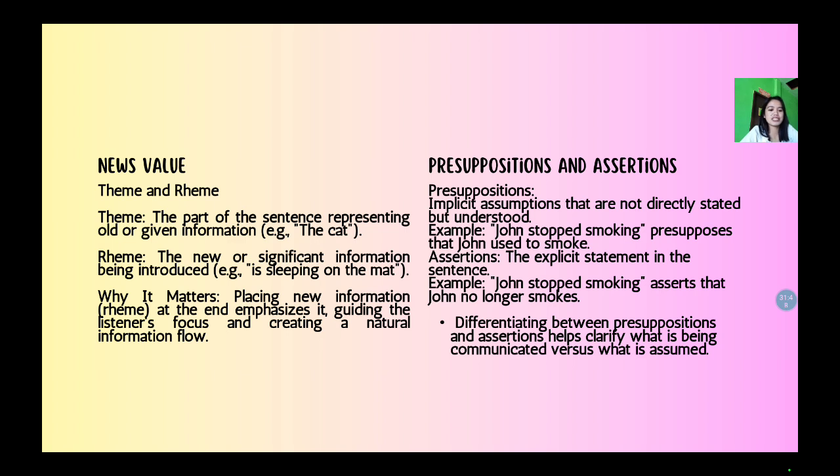Assertion, the explicit statement in the sentence. Example, John stopped smoking asserts that John no longer smokes. So differentiating between presuppositions and assertions helps clarify what is being communicated versus what is being assumed. So that's the difference between the two.